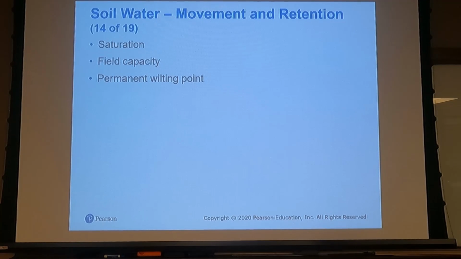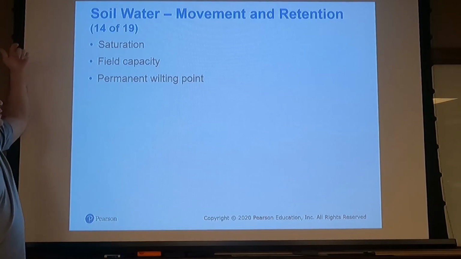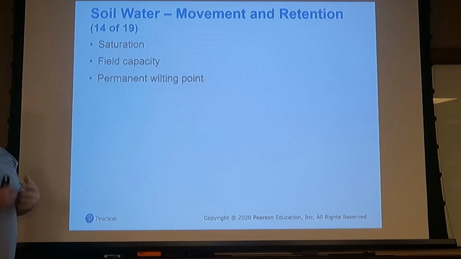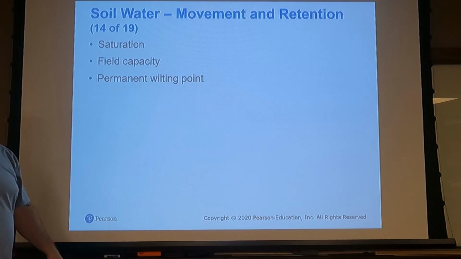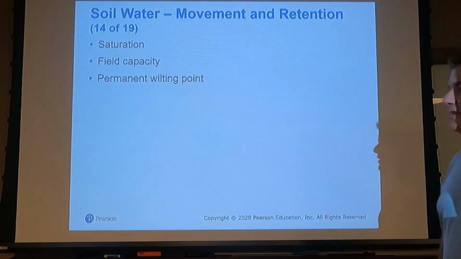So as I mentioned before, we have three water points and movement and retention in our soil. So saturation, obviously, is going to be when all the pores are filled. Field capacity is going to be after the gravitational water has been drained away. And then finally, permanent wilting point is when there's no more water available to be taken up by the plant.